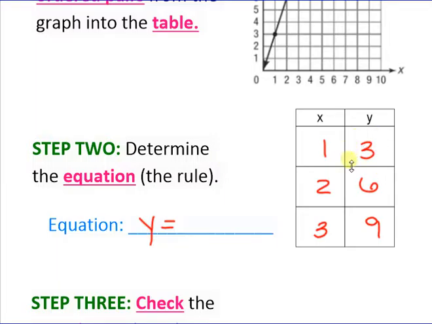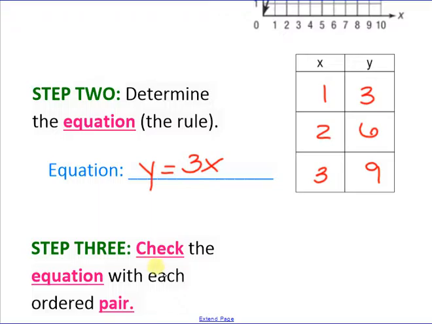So how do we get to 3 and to 6 and to 9? Okay, from 1, 2, and 3. And so you'll have to think about that for just a minute. But what it looks like is it looks like I can multiply by 3. So let's do y equals 3x.